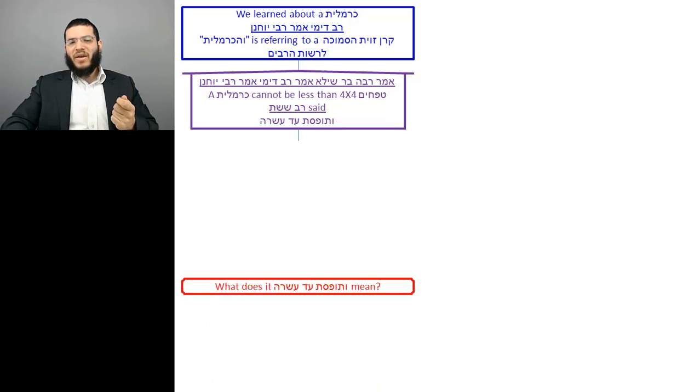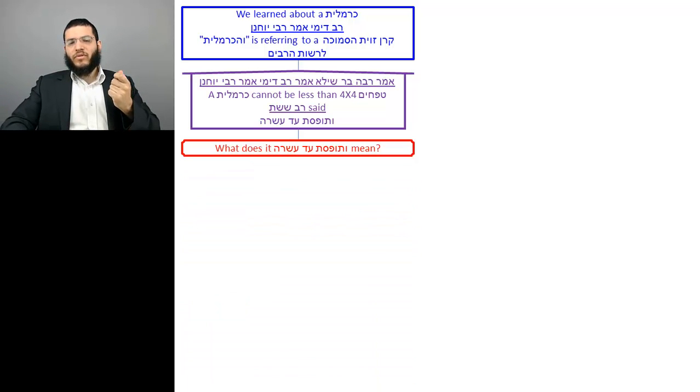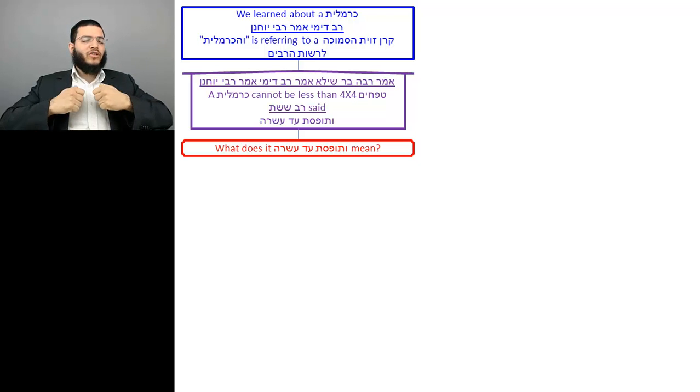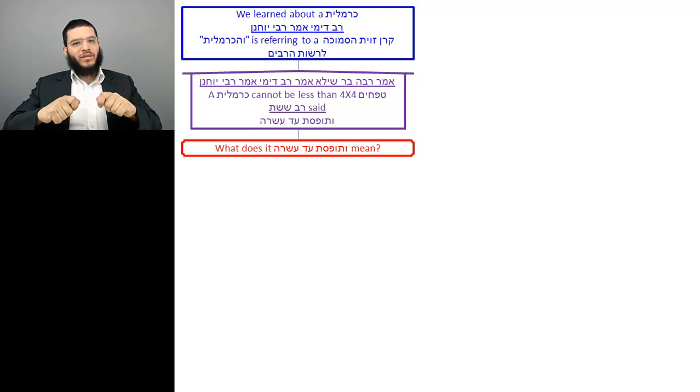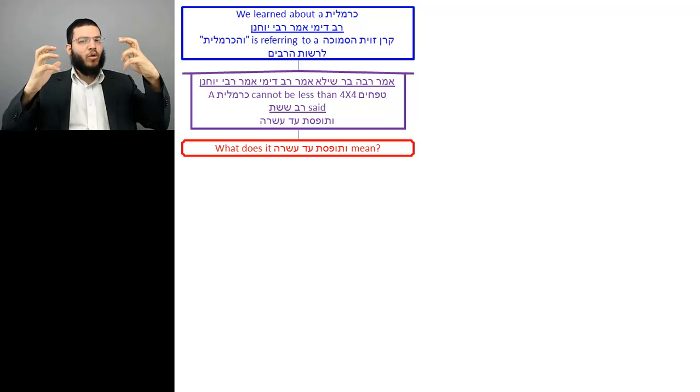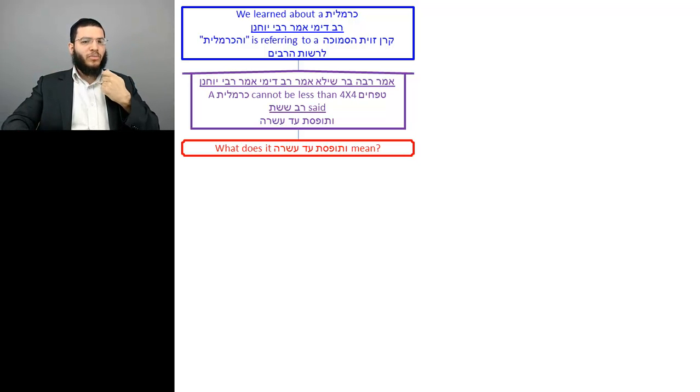The Gemara asked, "Mai v'tefeses ad asara?" What does v'tefeses ad asara mean? And the Gemara supports this question by rejecting a possible answer. Like very often, it's going to be an arrow. The Gemara asks a question, what does it mean? And says, if you're going to tell me it means this, it can't mean that because of that. So therefore, I have my question. So this is an arrow because it's supporting the question.